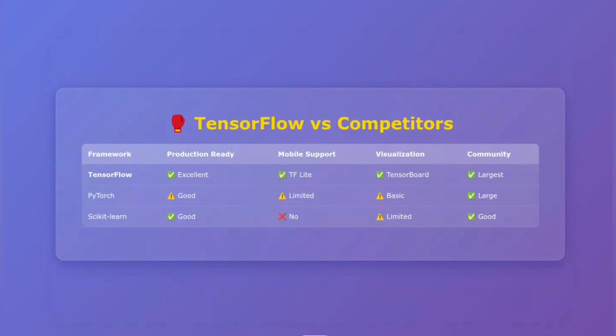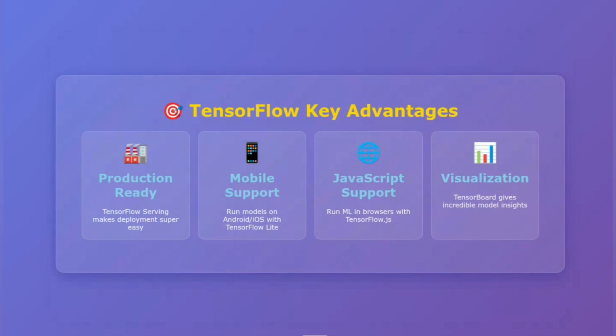Now, you might be thinking, why TensorFlow when there are other frameworks like PyTorch or scikit-learn? Here's the truth. Each has its strengths, but TensorFlow shines in several areas. 1. Production ready. TensorFlow Serving makes deployment super easy. 2. Mobile support. Run models on Android and iOS with TensorFlow Lite. 3. JavaScript support. Yes, you can run ML in the browser with TensorFlow.js. And 4. Visualization. TensorBoard gives you incredible insights into your models.